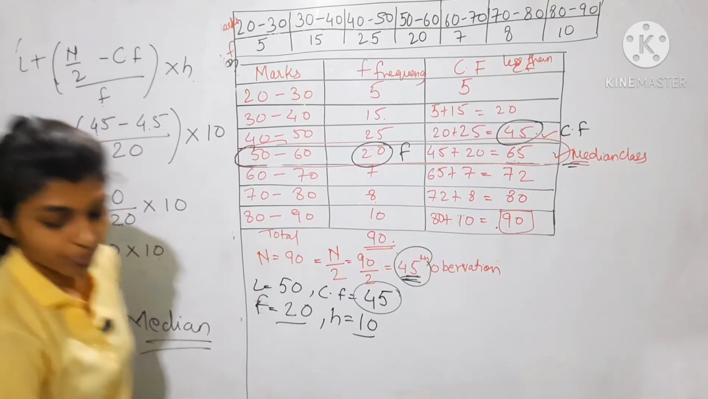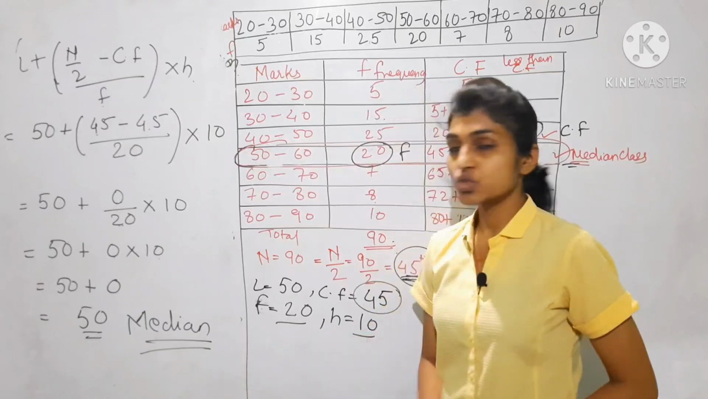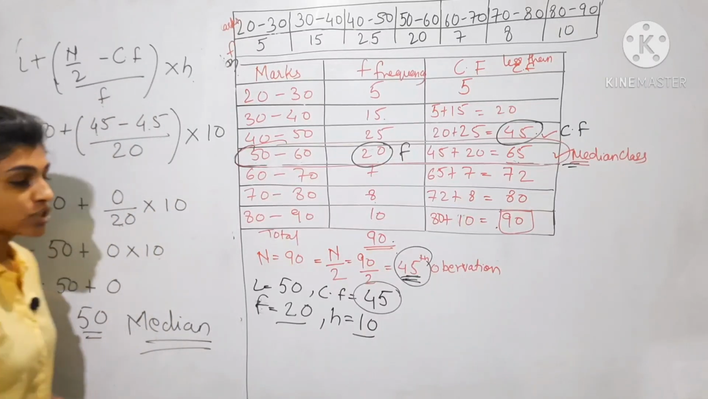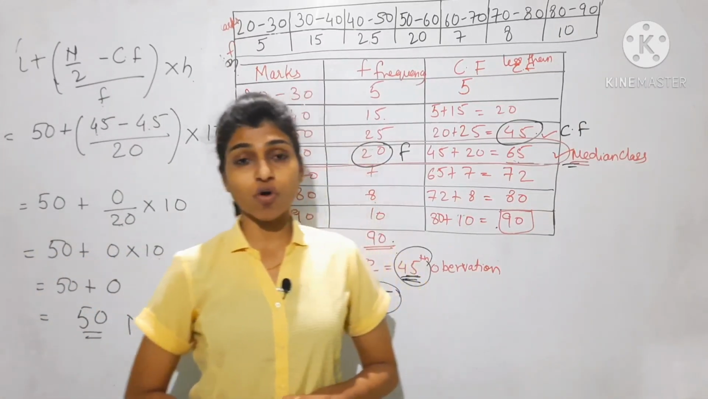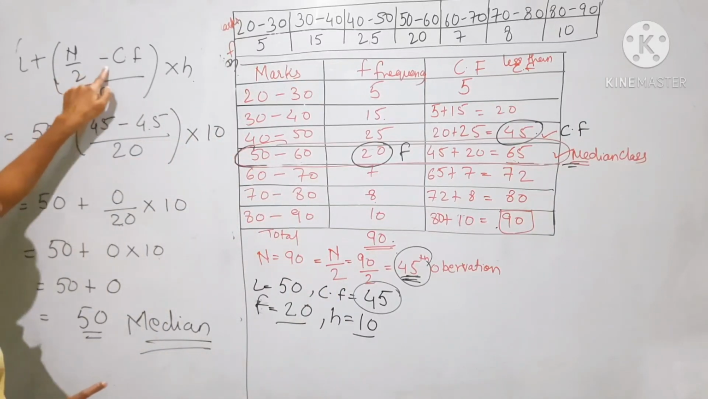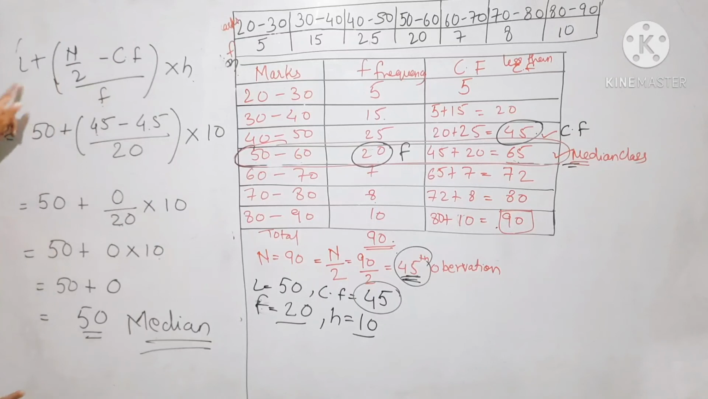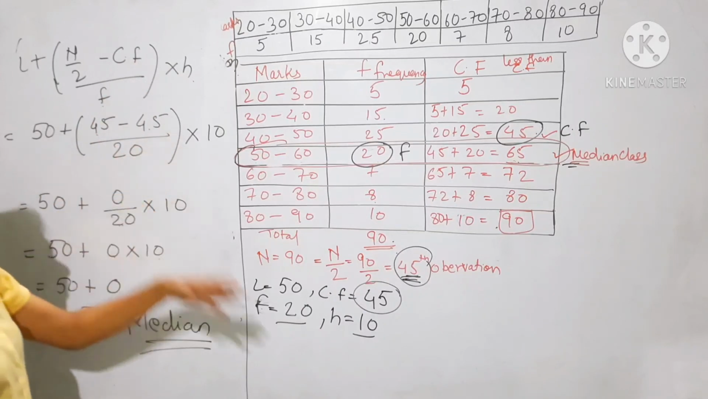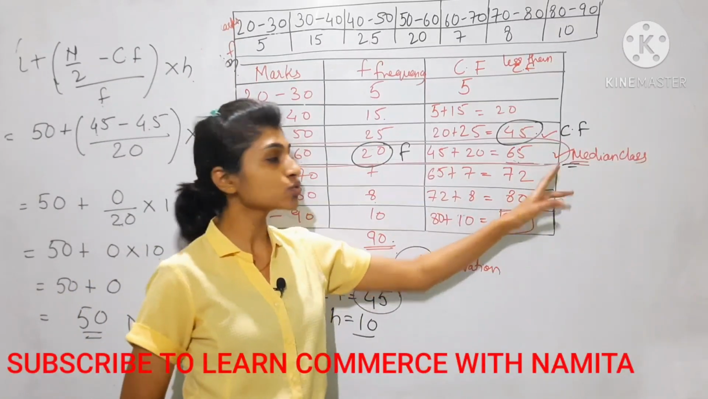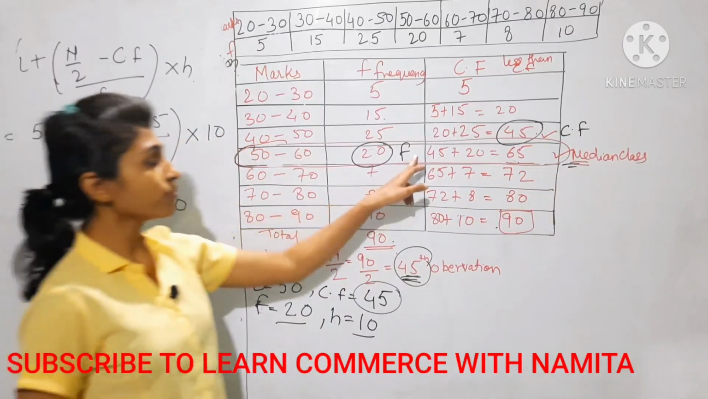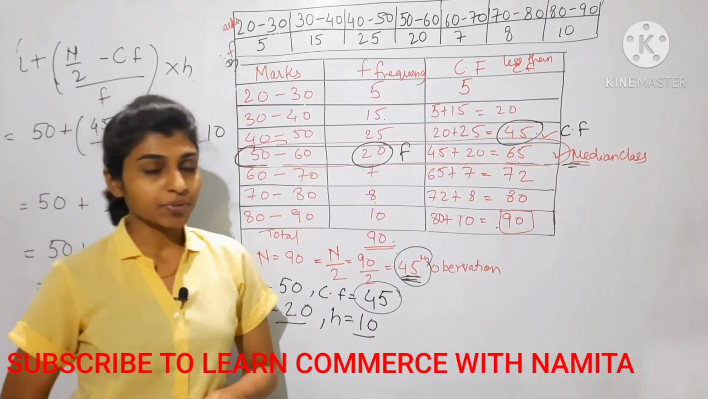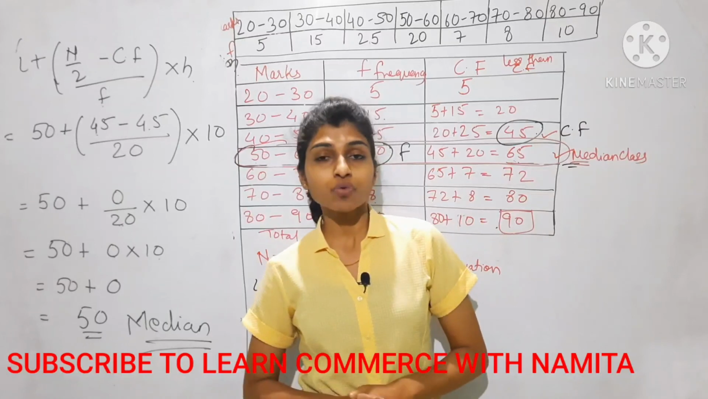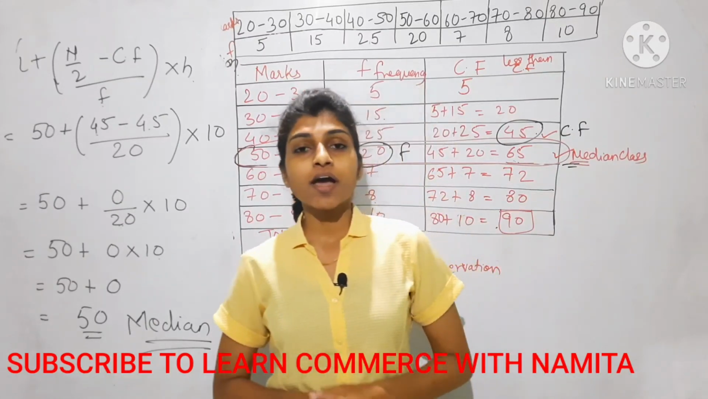So in this way, I hope you have understood how to calculate median for a frequency distribution. It is very easy. Just remember the formula and the explanation of the formula: L plus n upon 2 minus CF divided by F into H. L stands for lower limit, n upon 2 is the observation, CF is the cumulative frequency of the class just preceding the median class, F is the frequency of the median class, H is the class width. In this way you have to calculate median. I hope you have understood the concept of median, how to calculate median for ungrouped data and for grouped data.